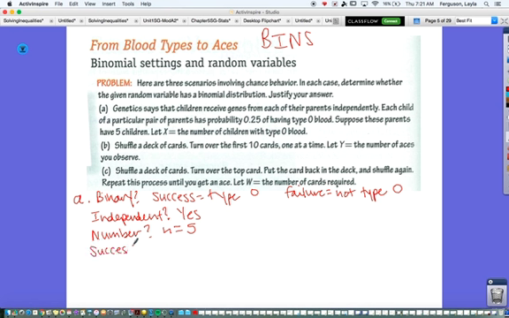And the last one is success. Do we have the probability that we're successful? That is what it says here: probability 0.25 of having type O blood. Because we could answer all of these questions, we do have a binomial setting.